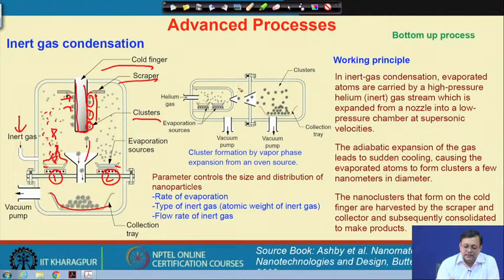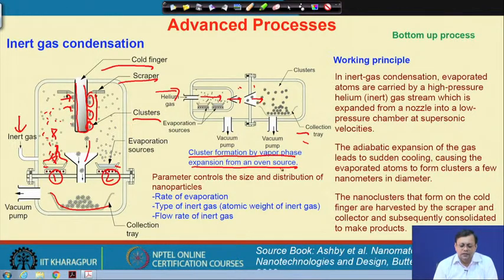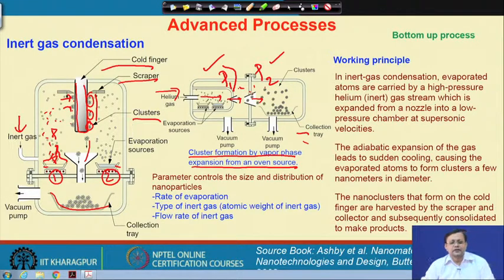So, like here, these are the two different chambers, and let us say helium inert gas will carry all these vaporized species. After evaporation, it goes through a small orifice and is deposited here as clusters, and this is like a collection tray. So, these are the clusters formed by the vapor phase expansion from an oven. Here the pressure is higher than the pressure there. So, this is P1, P2, where P1 is higher than P2. So, I have two different chambers, and by maintaining this difference in pressure, we can form those clusters.